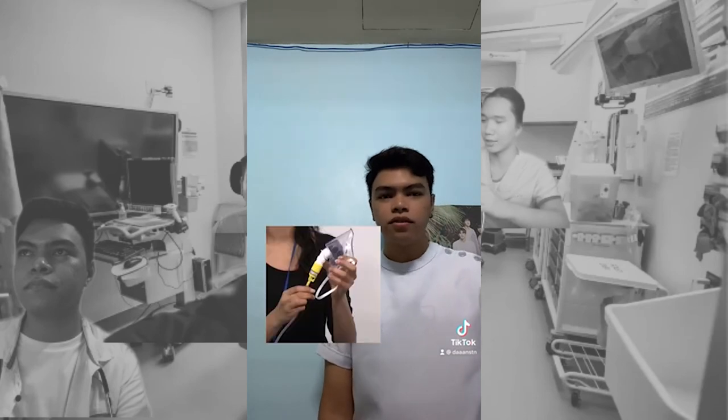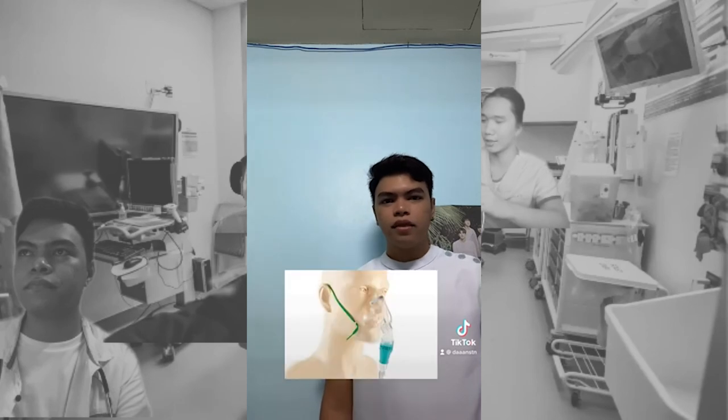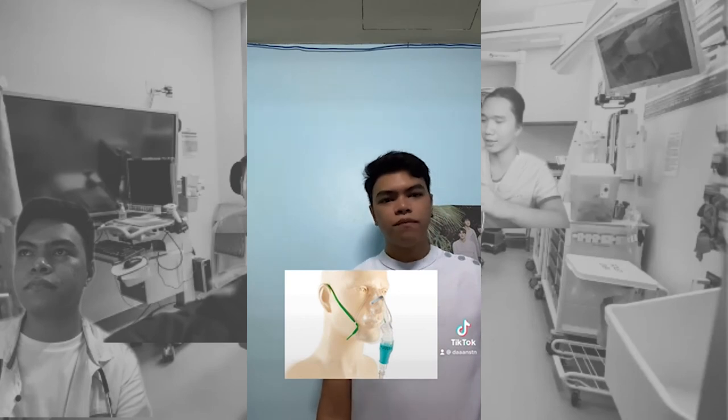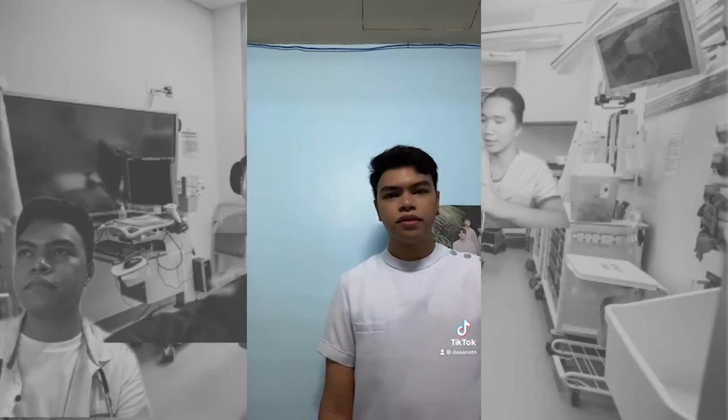The oxygen is connected in a similar way as the simple face mask. These are the most commonly used in situations where patients have or may have COPD and other risk factors for type 2 respiratory failure. The aim for oxygen saturation is around 88 to 92%.